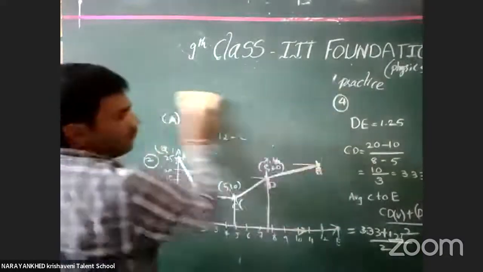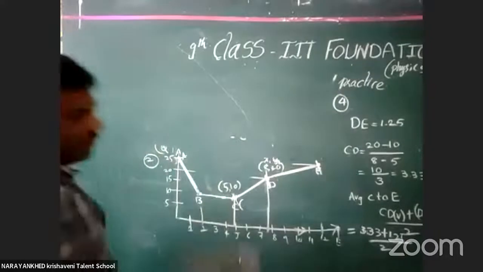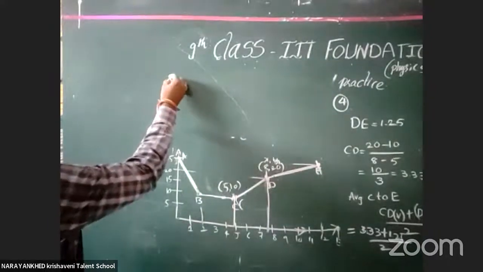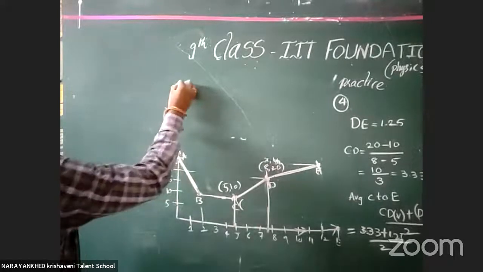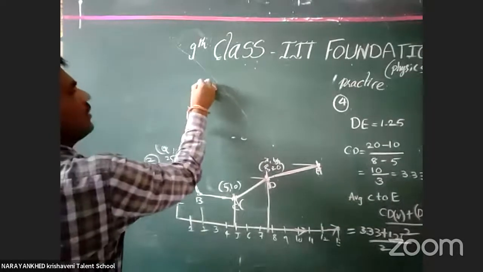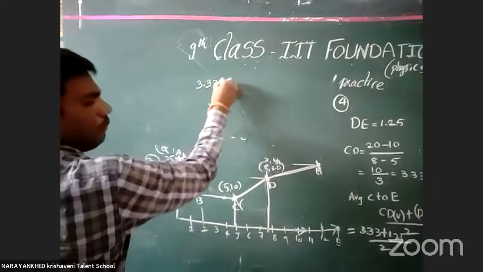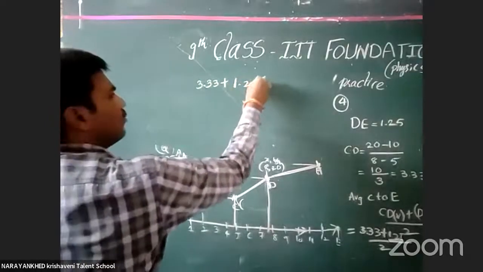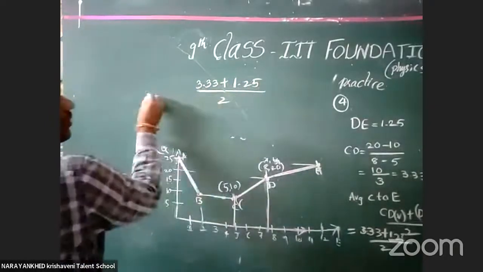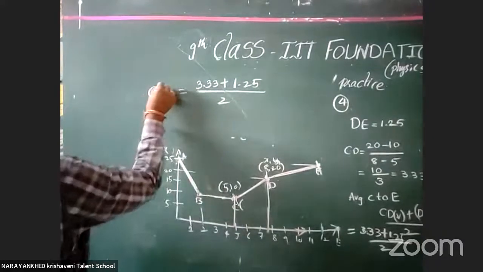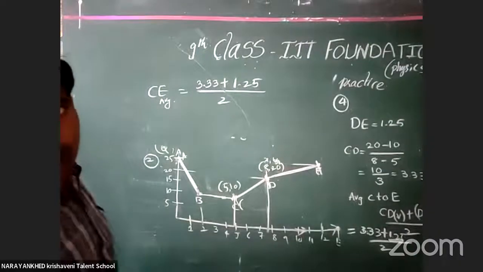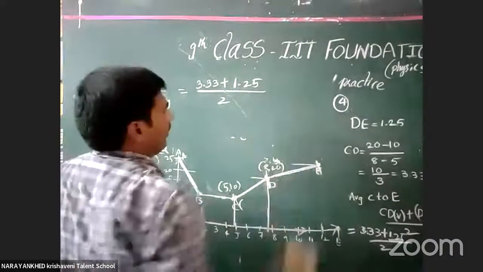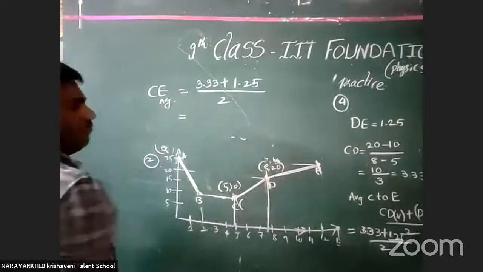Now there is a fourth answer. Finally, it is equal to the average of C to E. That becomes what? 3.33 plus 1 plus 1.25 by 2. Yes, what is velocity? Average velocity along the total CE. Now, how much is it? Tell me.